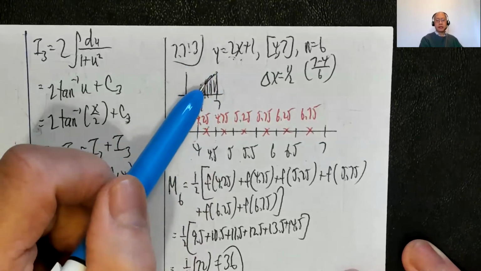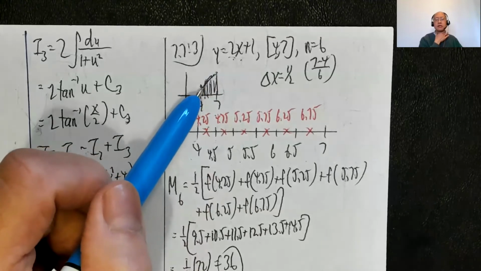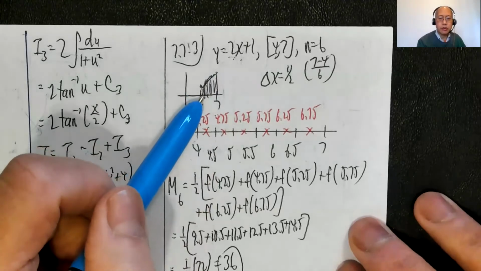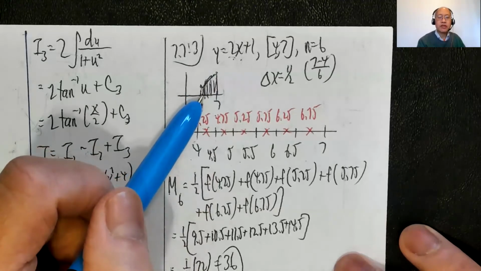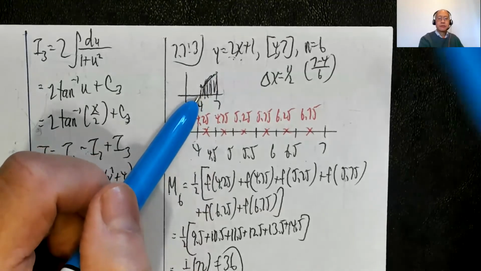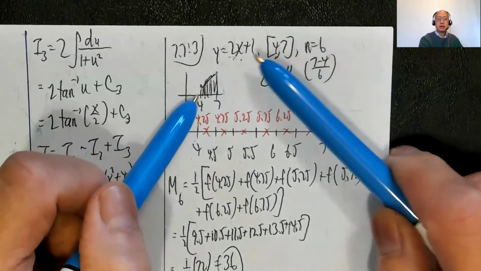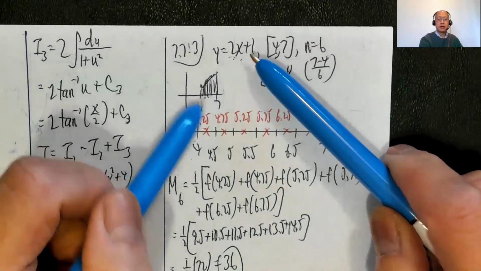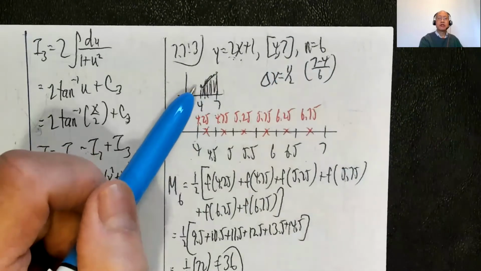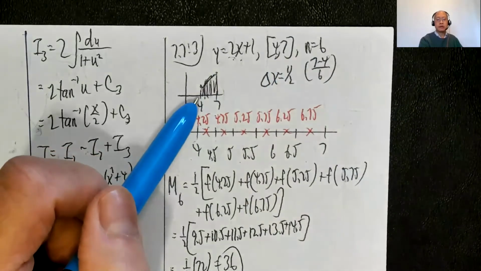3 times 12 is 36. So the exact value is 36. Okay, I'm using the formula for the area of a trapezoid. It's average base times height. This base is 9, 2 times 4 plus 1. This base is 15. What's the average of 9 and 15? 12. 12 times 3 is 36.